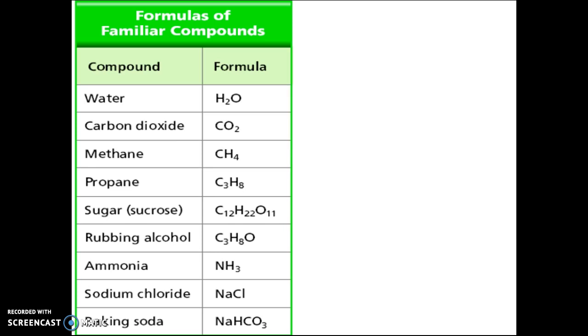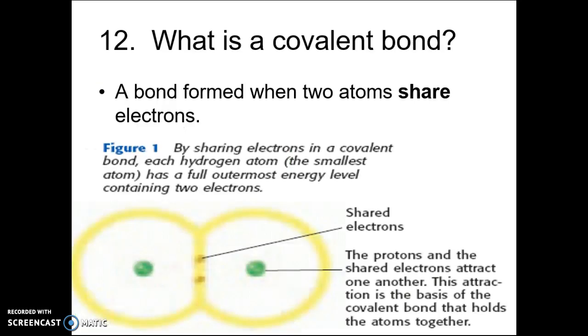Methane, CH4, so it's 1 carbon, 4 hydrogen. Propane, C3H8, means that there are 3 carbons and 8 hydrogens. Here's another sugar. This one is sucrose, C12H22O11. So 12 carbons, 22 hydrogens, and 11 oxygens. That's a pretty large molecule right there. And then you can see some of the others as well.